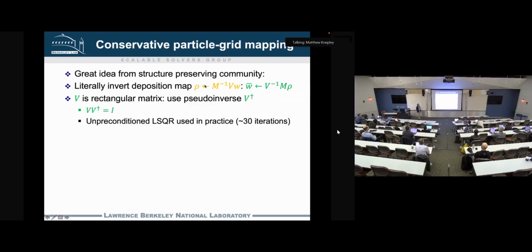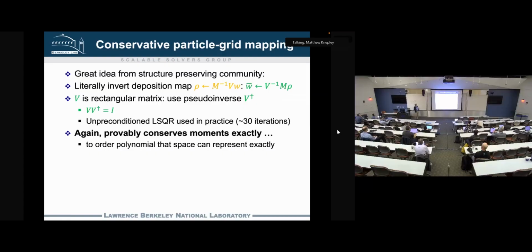But V is a rectangular matrix, and they use a pseudo-inverse, which makes their proofs work. And so you have a pseudo-inverse that has this expression, this form. And when you do that, you can prove that you have conservation in the same way that you have for deposition. And so these are very well-conditioned solves. We can use LSQR, for instance. It's just a black box Krylov method, which is what we'll use in practice. It converges very quickly. And again, this conserves all of the moments exactly.